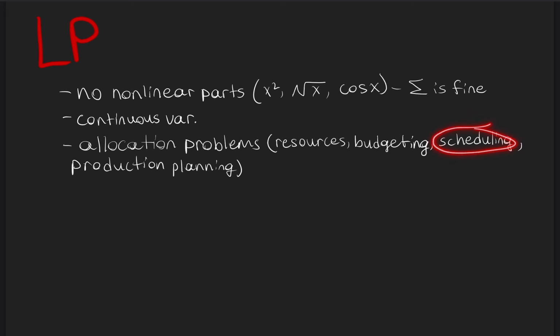Scheduling can also be a linear program. However, scheduling can also be integer programming. So it can get kind of confusing on when to use what kind of programming for scheduling. And production planning is also another example of when to use linear programming.